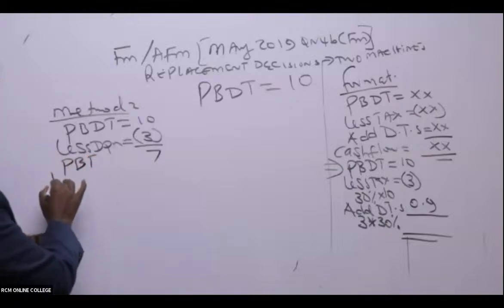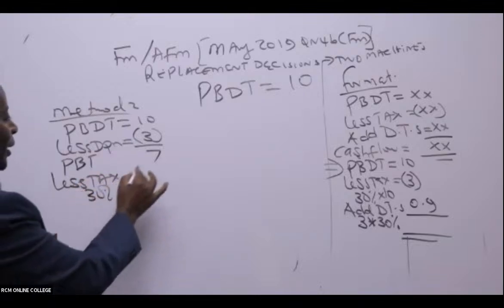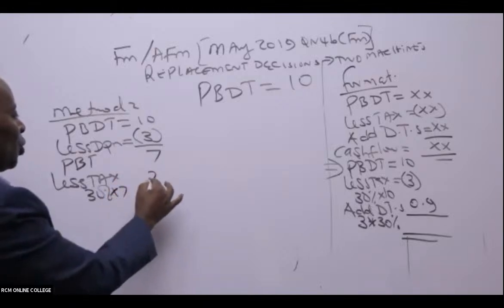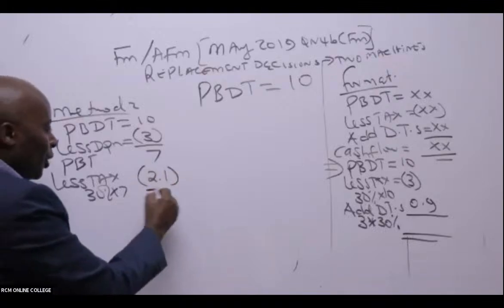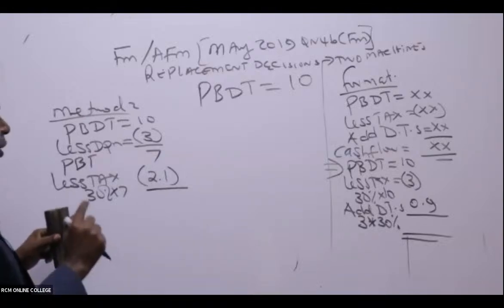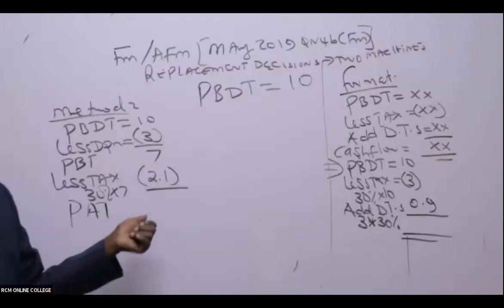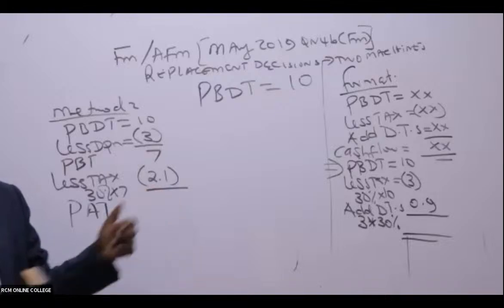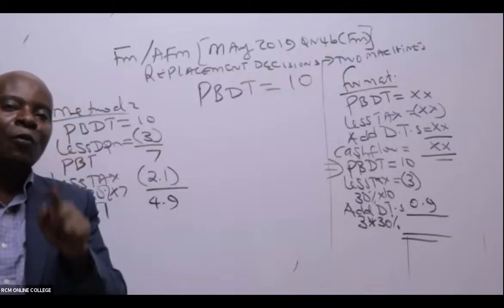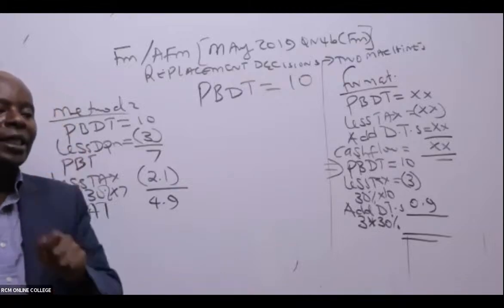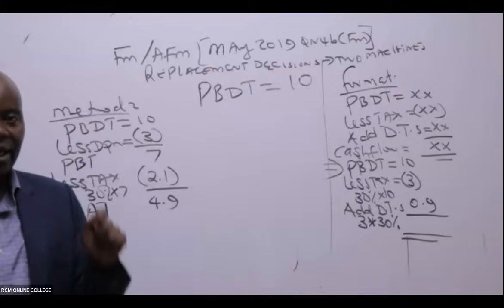And then they will go ahead and less taxation. Tax in this case is 30% of the profit. 30% of this 7 gives me 2.1. So these ninjas are able to give me the profit after tax. So 7 minus 2.1, what are we getting? We are getting 4.9. So if you're using this approach, after you get profit after tax, what should be the next thing for us to get cash flow?